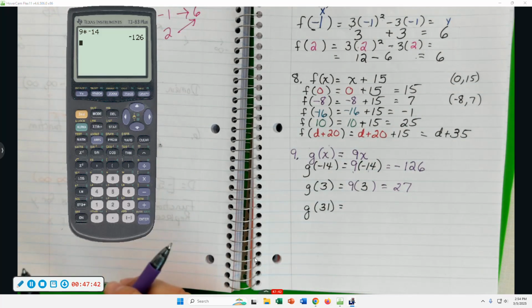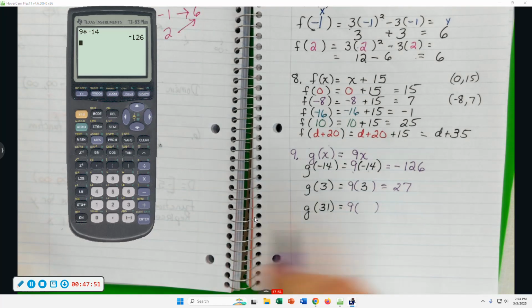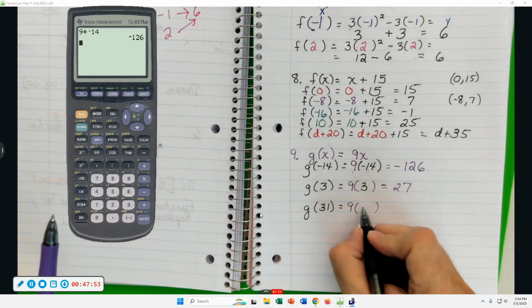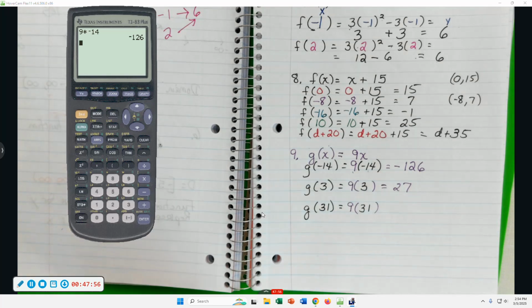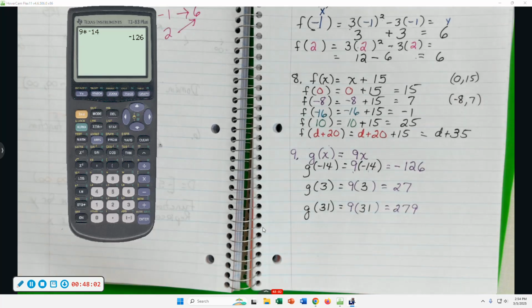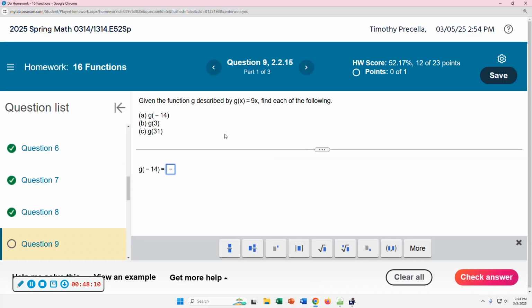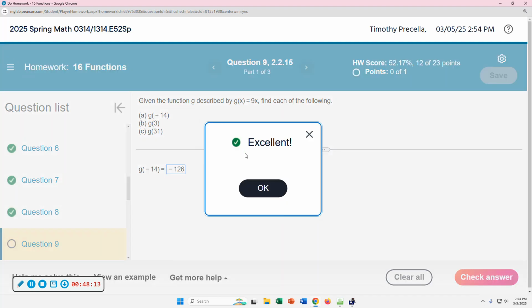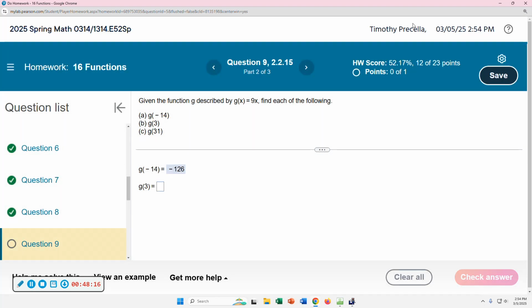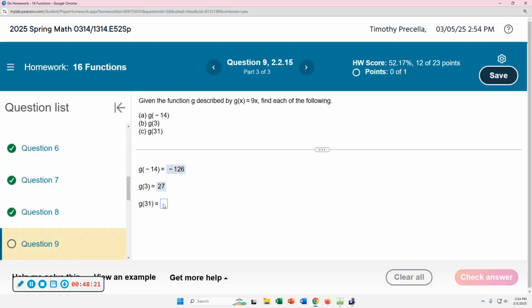And then one more. g of 31. Whatever's in the parentheses, you plug in for x. So we have 9 times 31. 270 plus 9, is that 279? Yep. Okay, now go ahead and type in those numbers and get them right. Negative 126, 27, and 279.